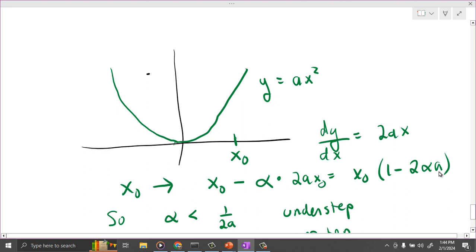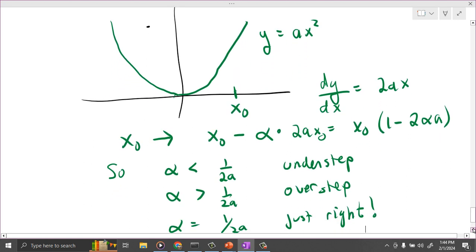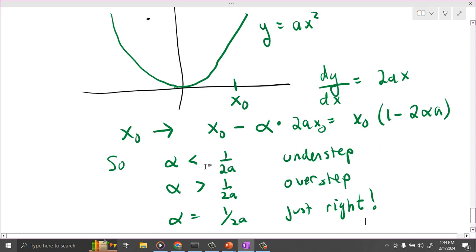Now a would be something that's part of the problem, given by the cost function, but alpha is something I can choose. Now you can see from this example that the choice of alpha will affect what happens. If I choose alpha less than 1 over 2a, then this 2 alpha a is less than 1, and 1 minus 2 alpha a is positive. So x0 will, at the next step, still be a positive value.